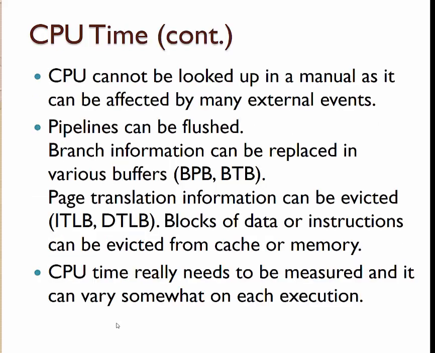Okay. As mentioned before, CPI can't be looked up in a manual. Pipelines can be flushed, branch information can be replaced, page translations can be evicted. So CPI is really not a very good measure. It depends upon the execution.